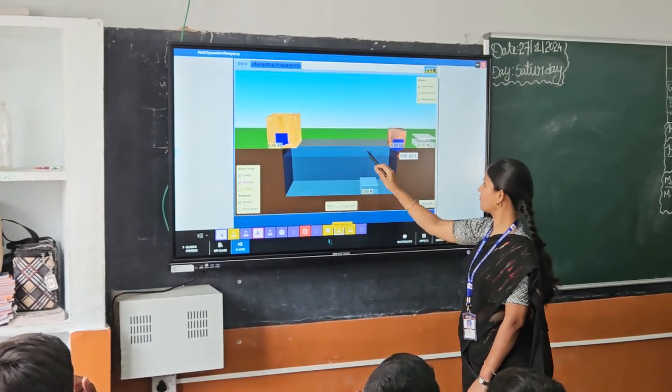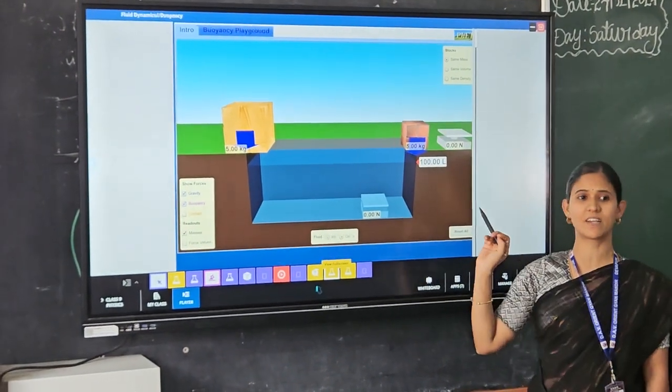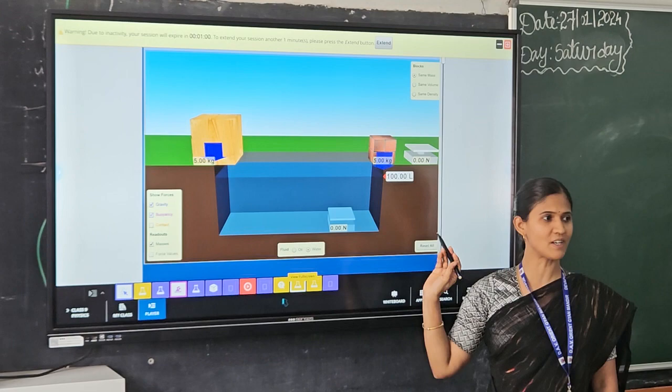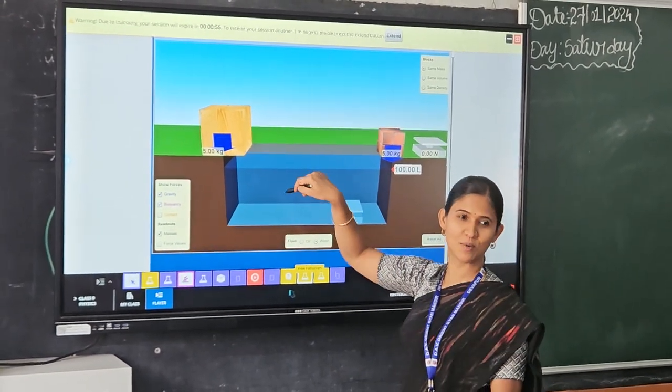Okay, let me start this. And what is this liquid? Here two fluids are given. Oil, water. What shall we take? We take water. Okay, first we will check in water. Now shall I drop this? Shall I drop this block in the water?